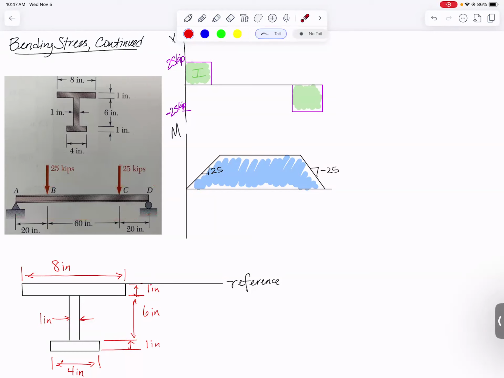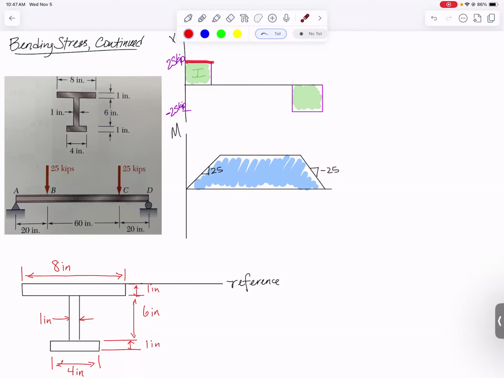The things to notice on this shear diagram is all of our slopes are 0 because we don't have any distributed loading, and we just have jumps up and down 25 kips and down and up 25 kips. From that, we then got our moment diagram to look something like this.